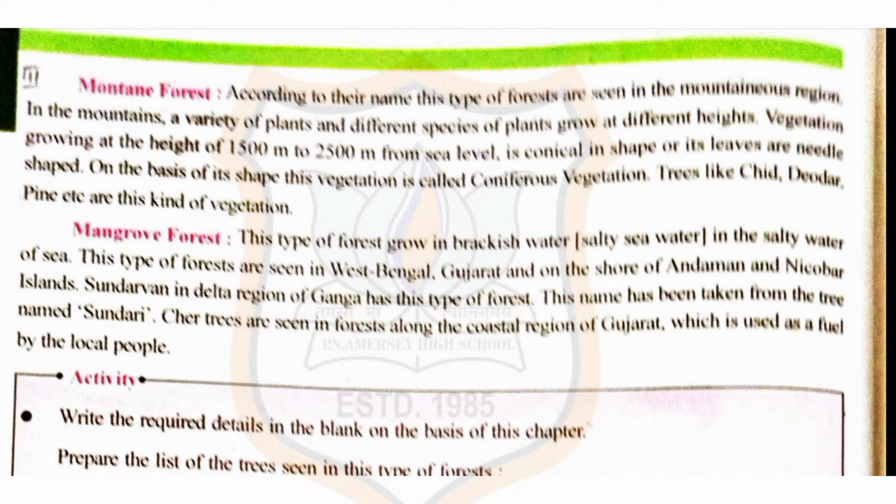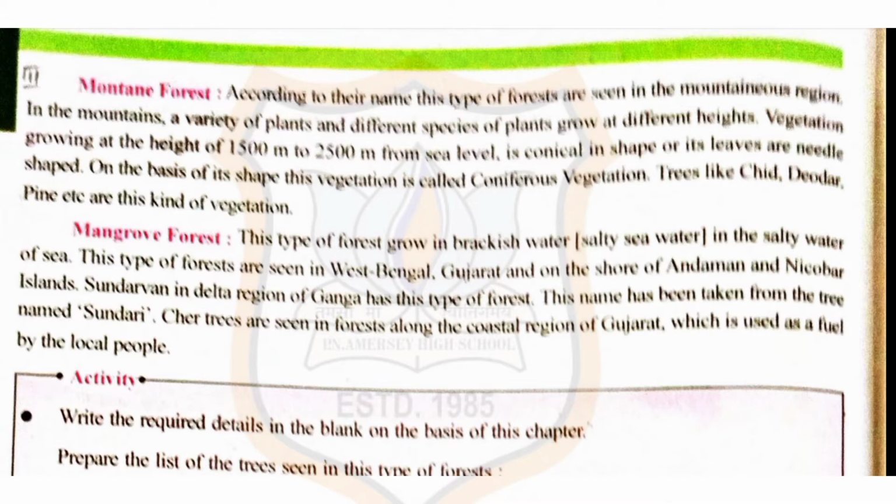Next is mangrove forest. This type of forest grows in brackish water, that is salty sea water. In the salty water of the sea, this type of forest is seen in West Bengal, Gujarat and on the shore of Andaman and Nicobar Island. Sundarban in the delta region of Ganga has this type of forest. This name has been taken from the tree named Sundari.